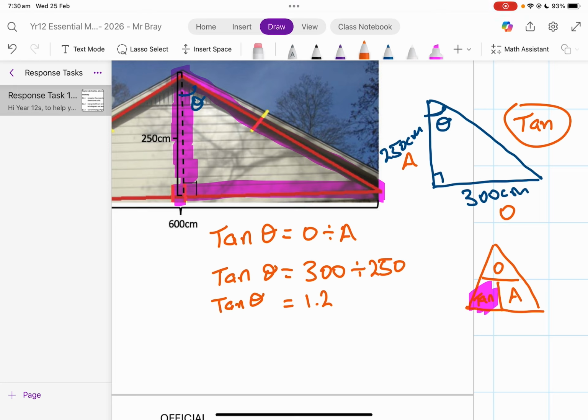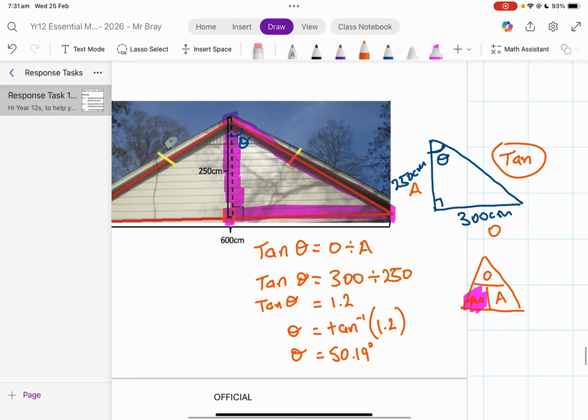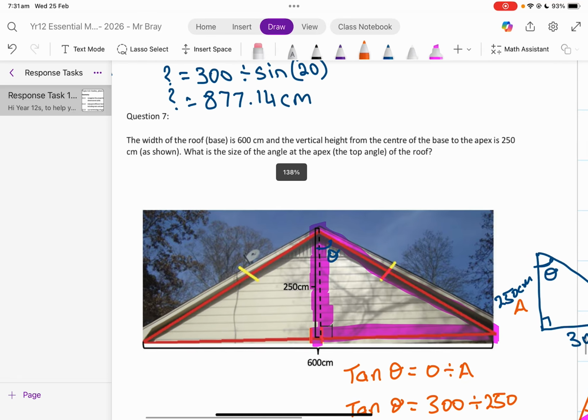And now remember, if we want to solve for the angle, we want to get it by itself, we need to do inverse tan. So that's like shift or second, some sort of button, and then the tan button on your calculator. So we should have theta equals tan inverse of 1.2. And let's see what that gets us. 50.19 degrees.